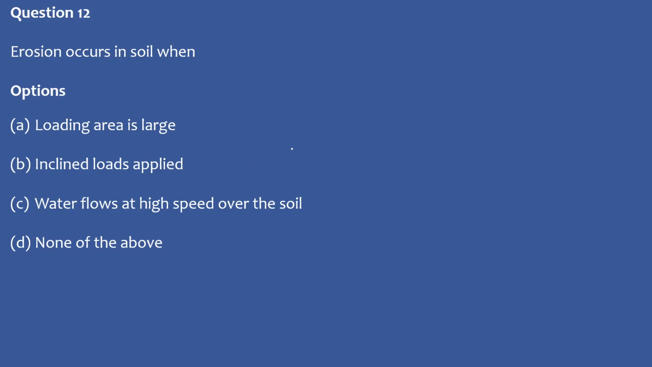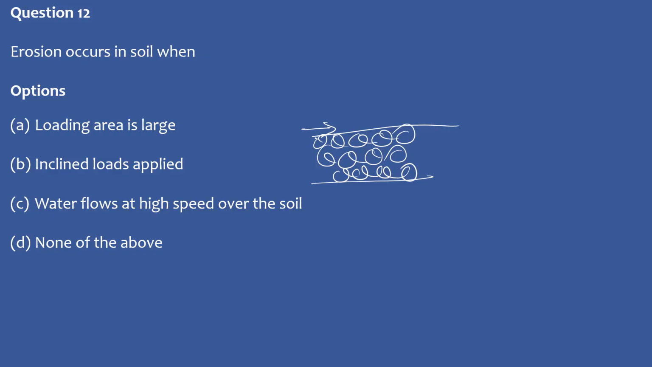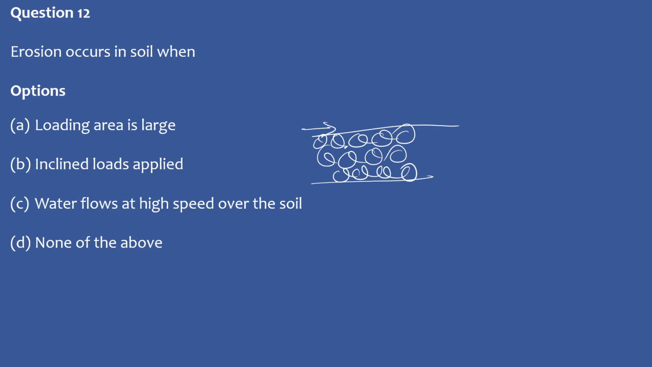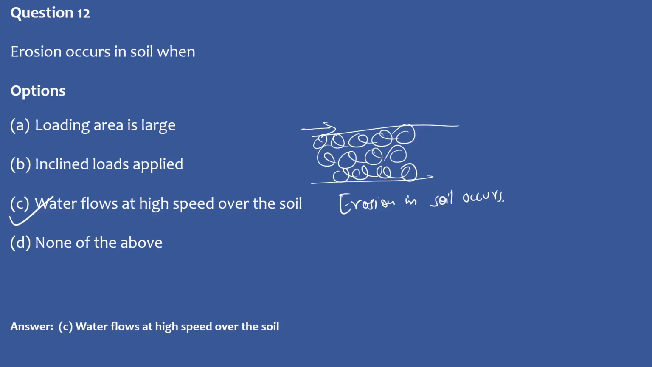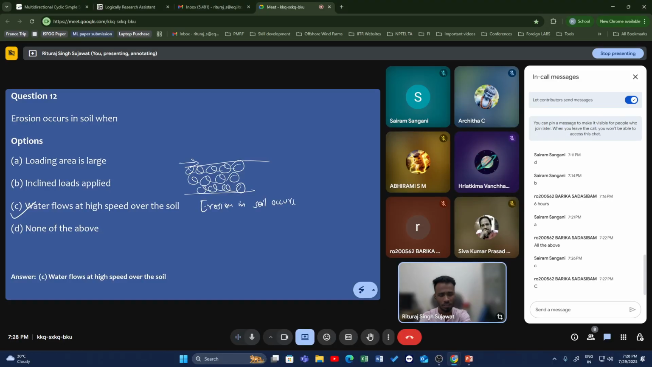Water flows at high speed over the soil. In that case we can say erosion occurs, because when there is a soil matrix and a certain flow condition above it, when this shear force is larger than the shear strength available between the soil particles, then your particles may slide, and this may lead to the removal of this soil mass. So in this particular case, erosion in soil occurs, and yeah, the correct option is option C, water flows at high speed over the soil. Any doubt in this, guys?